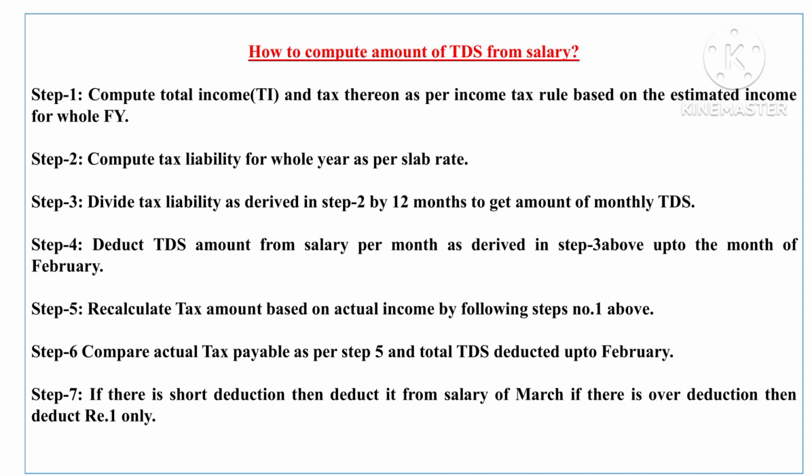Step 5. Recalculate tax amount based on actual income by following step number 1 above. Step 6. Compare actual tax payable as per step 5 and total TDS up to February. Step 7. If there is short deduction, then deduct it from the salary of March. If there is over deduction, then deduct rupee 1 only.